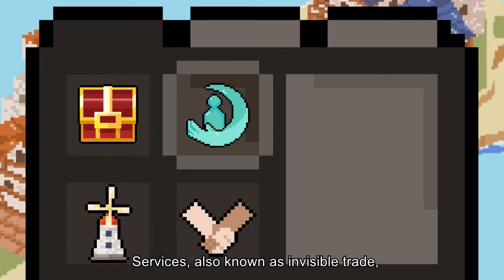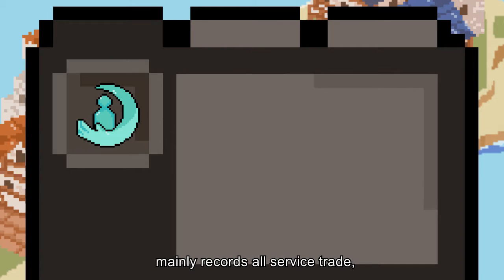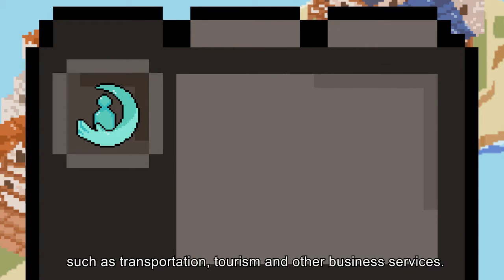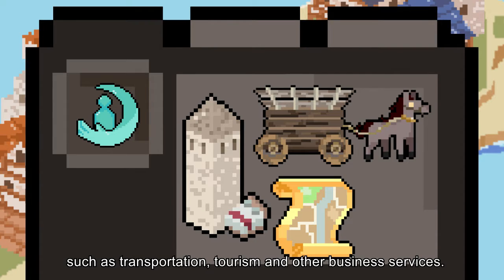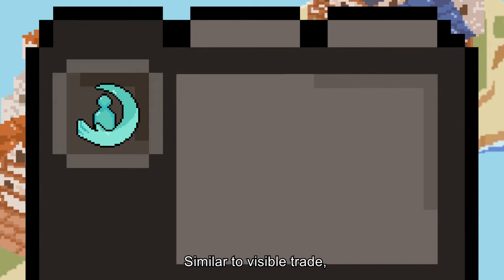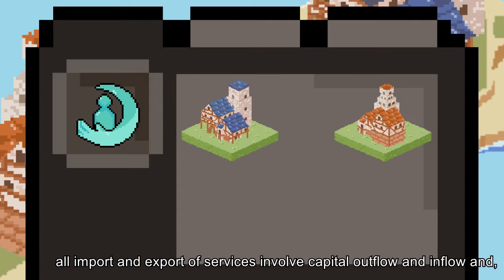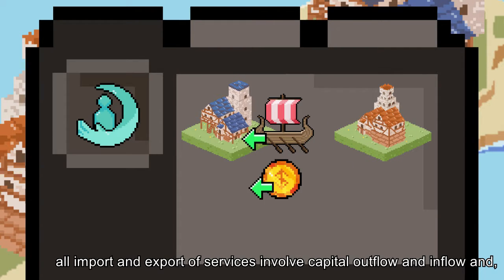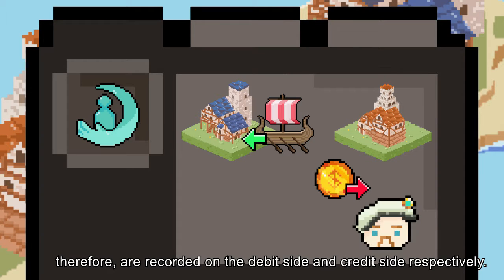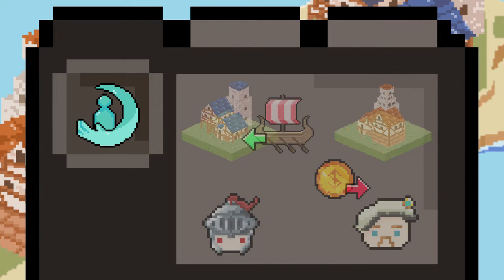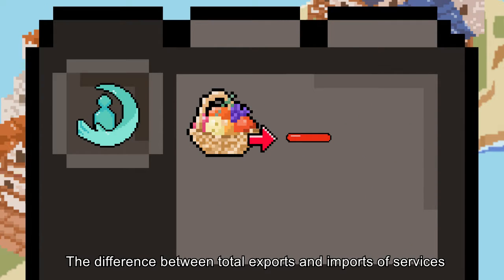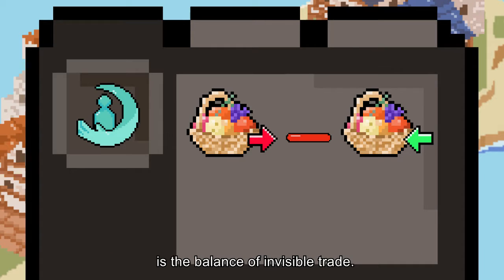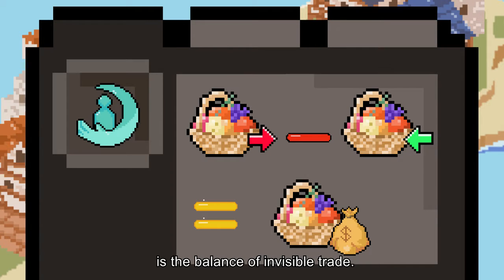Services, also known as invisible trade, mainly records all service trade, such as transportation, tourism, and other business services. Similar to visible trade, all import and export of services involve capital outflow and inflow and, therefore, are recorded on the debit side and credit side respectively. The difference between total exports and imports of services is the balance of invisible trade.